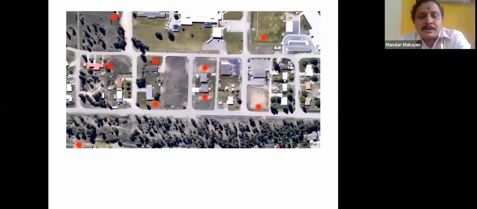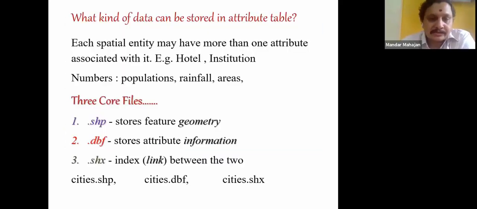Now let us take an example. Suppose you have a feature such as a whale, and the distribution of the whales you can see with the red spots. Now suppose you want to do an analysis: if any whale gets contaminated, what is the possibility of all the whales getting contaminated? So how does GIS help us in identifying all this? This comes under spatial analysis.